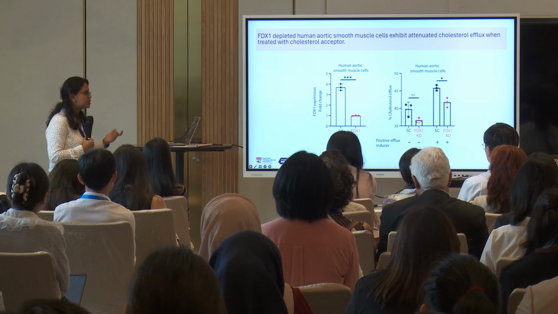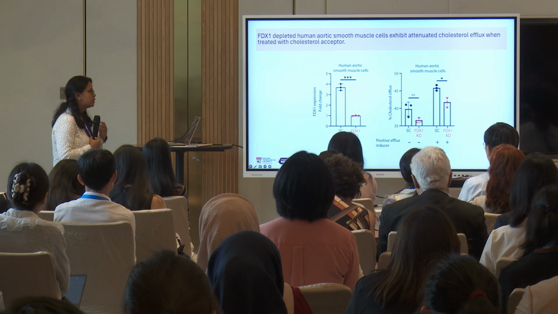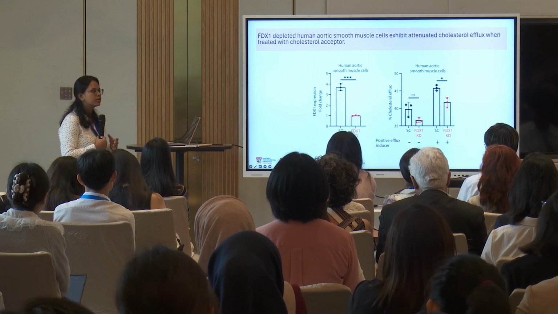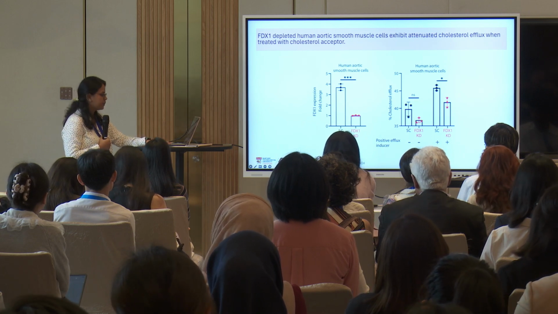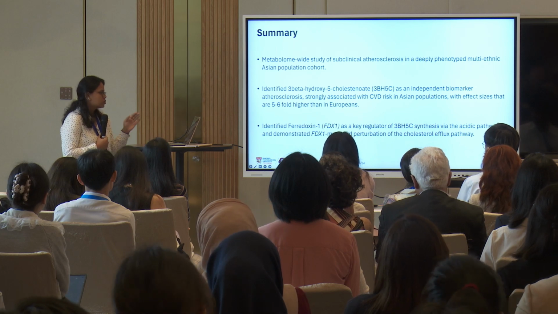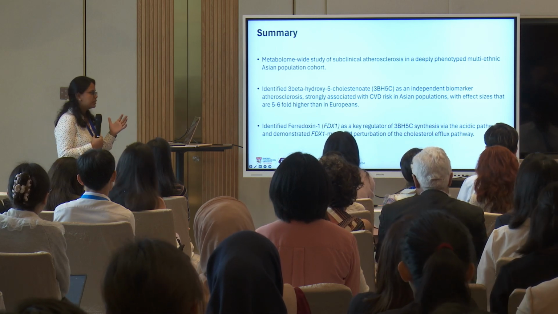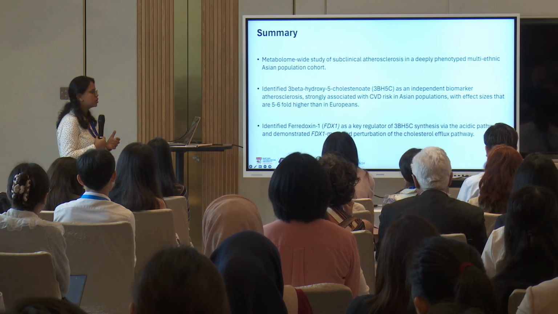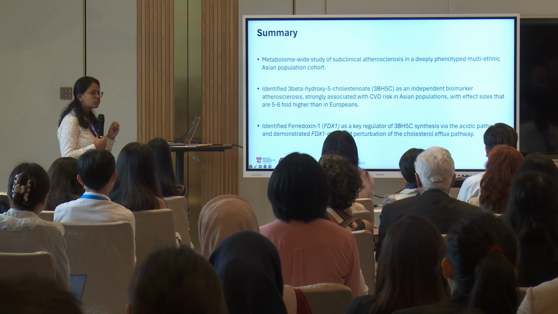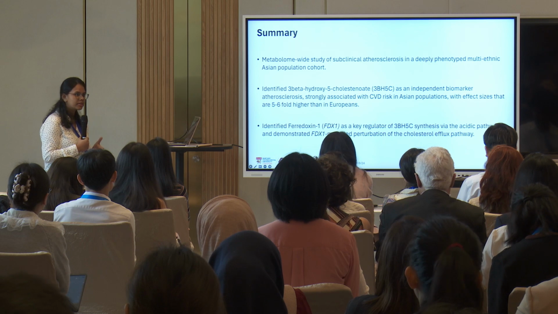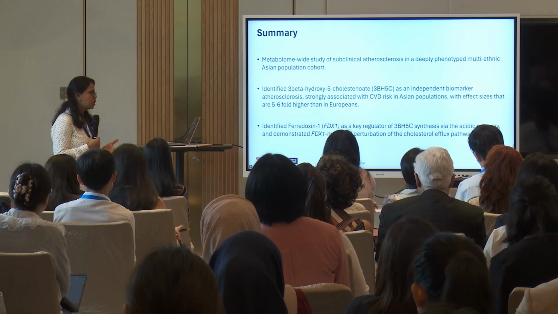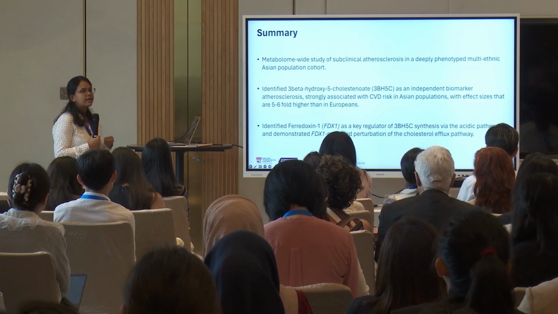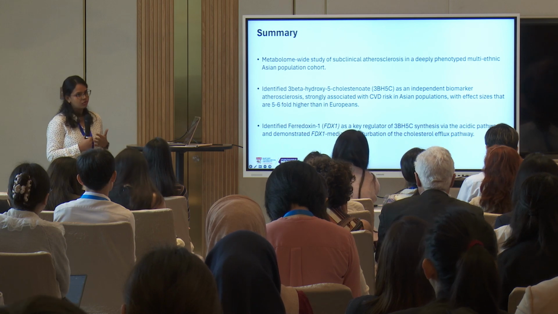Our final set of experiments, which was to look at cholesterol efflux, we found that depleting FDX1 also attenuated cholesterol efflux in human aortic smooth muscle cells. So to summarize, we performed a metabolome-wide study of subclinical atherosclerosis in a deeply phenotyped multi-ethnic Asian population cohort, and we identified 3BH5C, which is a lipid metabolite, as an independent biomarker of atherosclerosis. We also found that it is strongly associated with cardiovascular disease in Asians, and that the effect is far stronger in Asians than in Europeans.